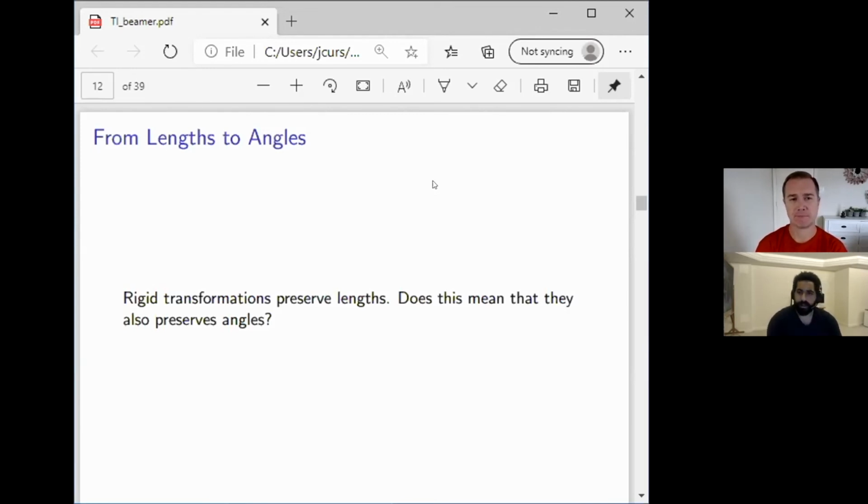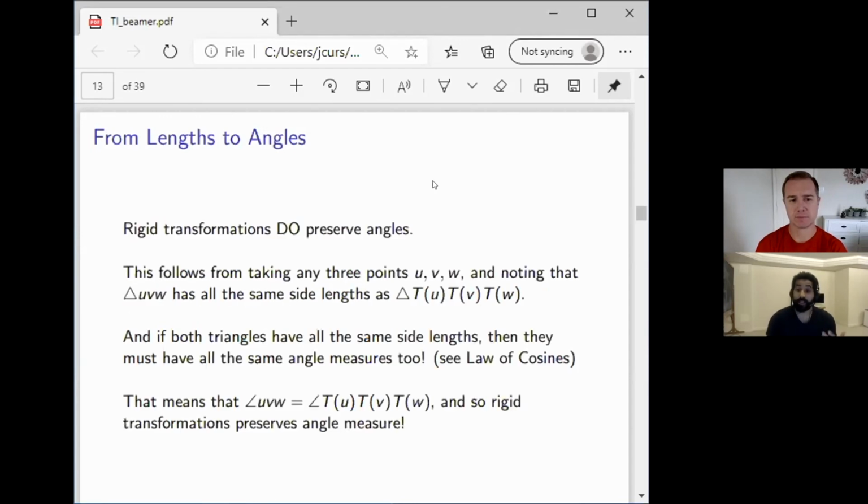Yeah, of course. So first of all, I want to say that you're absolutely right. These things do preserve angles, and we've already seen this empirically through a lot of the rigid transformations we've done. And this is a little bit more advanced, but I think it's important that we touch on this briefly. One way that you can show this is by taking a triangle. First of all, we know that when we transform that triangle, it has all the same side lengths. If they have all the same side lengths, then we know they have the same angle measures too. This is something called the law of cosines, which is a sort of advanced topic, but the main takeaway is that if two triangles have all side lengths the same as each other, we know that they have the same angle measures. And so this means that rigid transformations preserve angle measure.